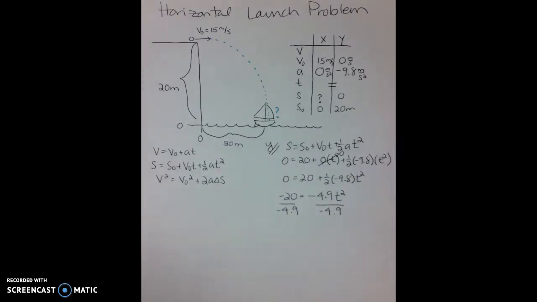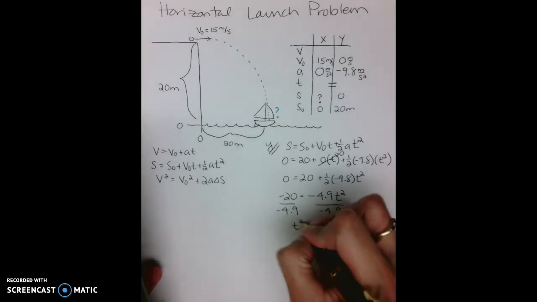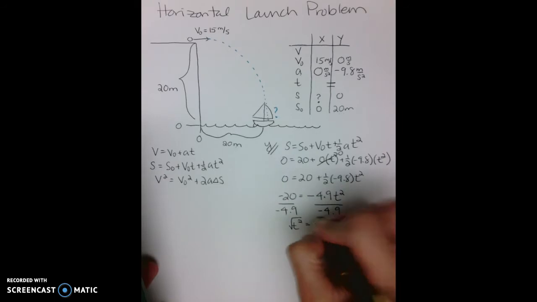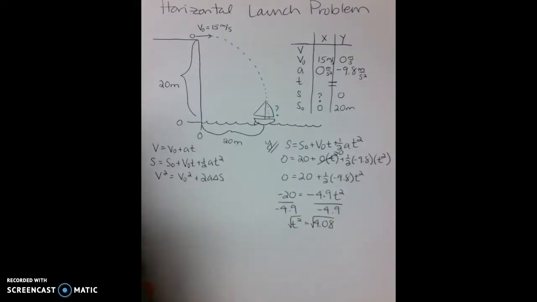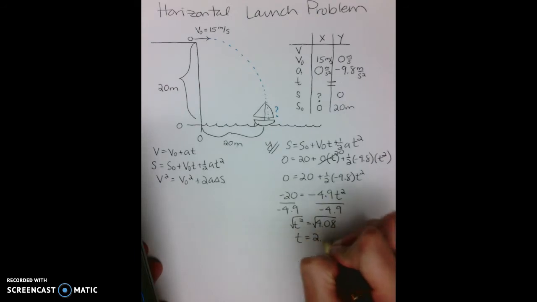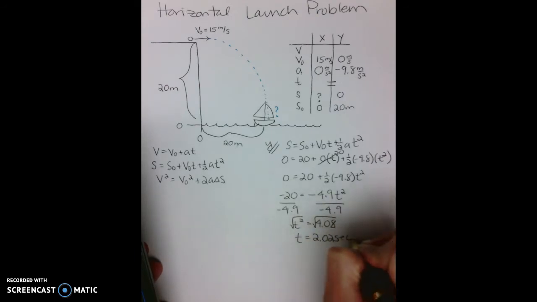And calculator. You should always have a calculator handy. Let's see, we've got 20 divided by 4.9 gives me t squared is equal to 4.08. So then you square root, and you end up with t is equal to 2.02 seconds.